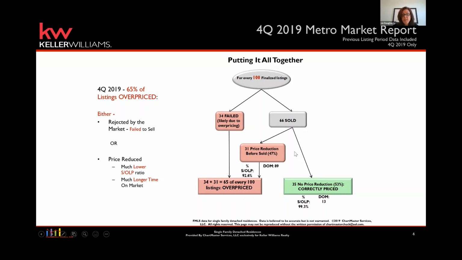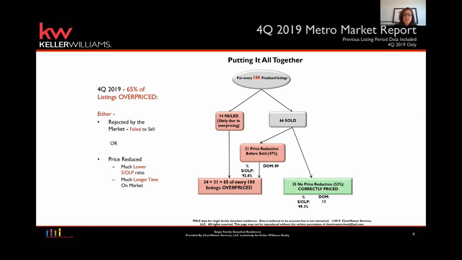Of the solds, 31 took a price reduction. So that's our 47% we saw before. Days on market, 89. So it tells you exactly what we just saw in the previous chart, the penalty for price reductions. And if you put all that together, the 34 plus 31, then 65 out of every 100 listings was overpriced. They either failed or they had to take a price reduction. So that is considerable. And then 35 didn't have to take any. And again, there's their green box success.